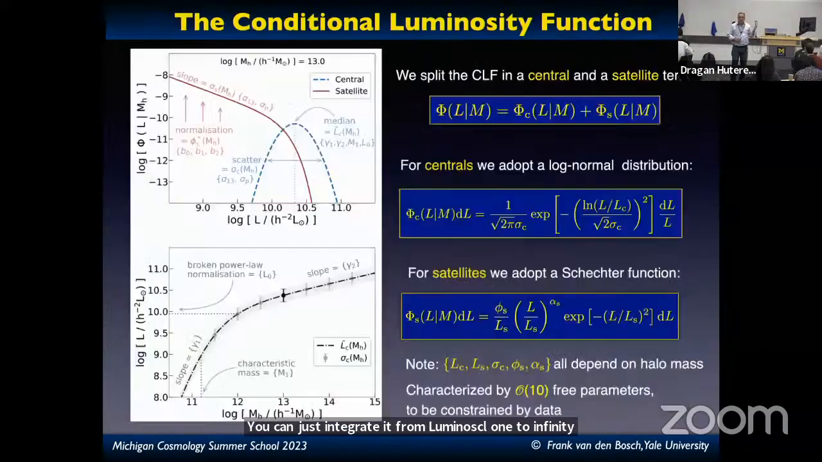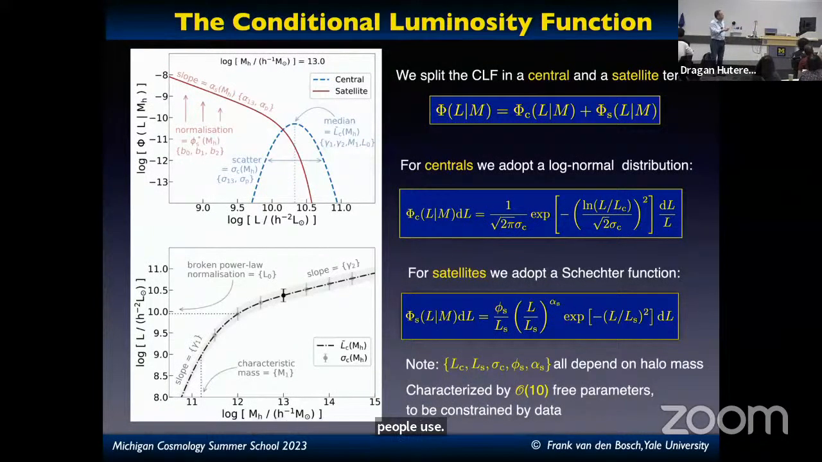So the upshot is there are different techniques that people use, and here's what most people typically use for the conditional luminosity function. You split it again into the central part and the satellite part. And for the central part, we assume a log-normal distribution. So here's a pictorial view. This is the conditional luminosity function, luminosity for a given halo mass. We assume that if you look at all halos of a given mass, they don't all have centrals of exactly the same luminosity. There's going to be some scatter. And we assume that that's a log-normal. So there's a characteristic luminosity and some scatter in it.